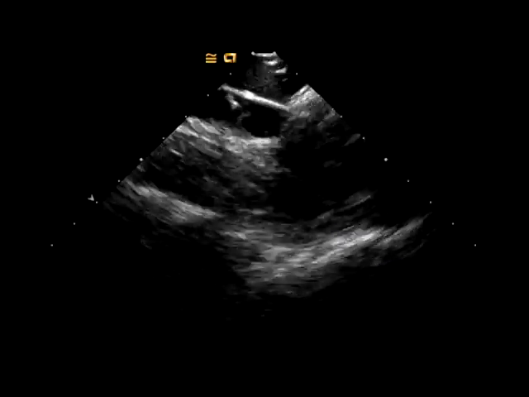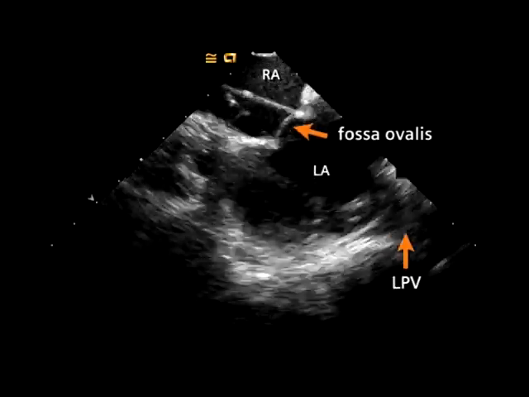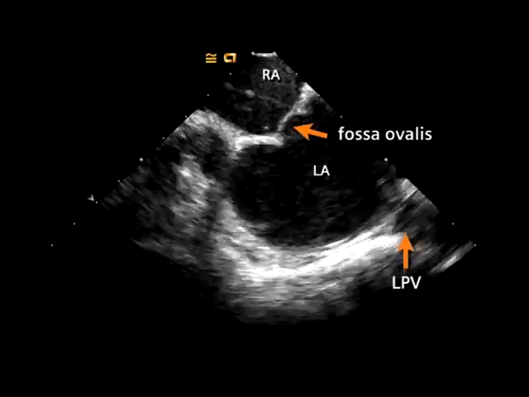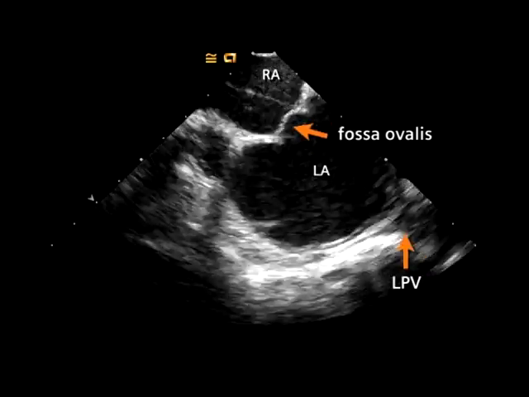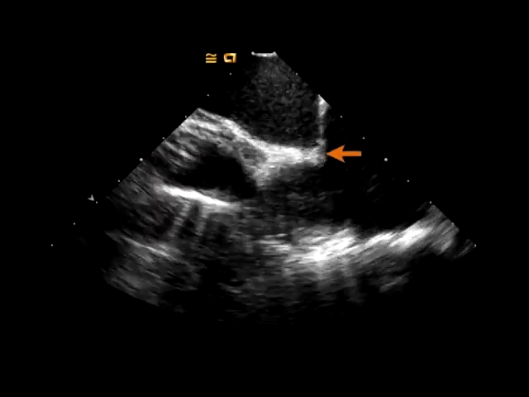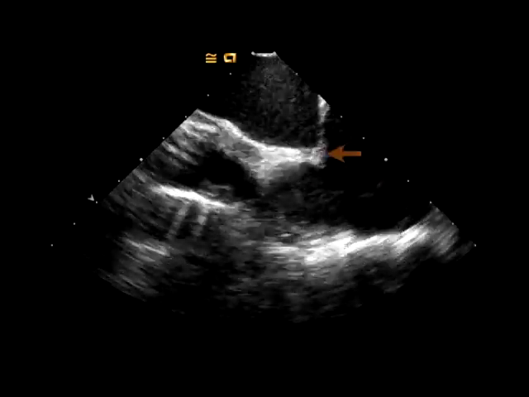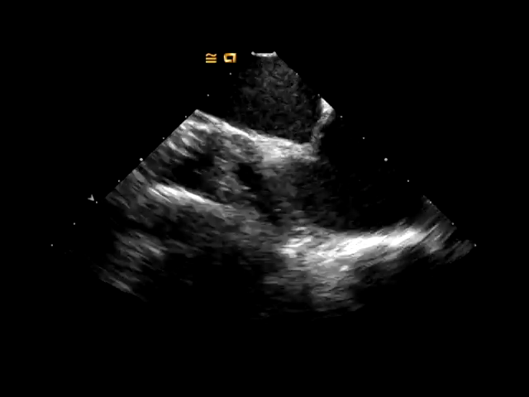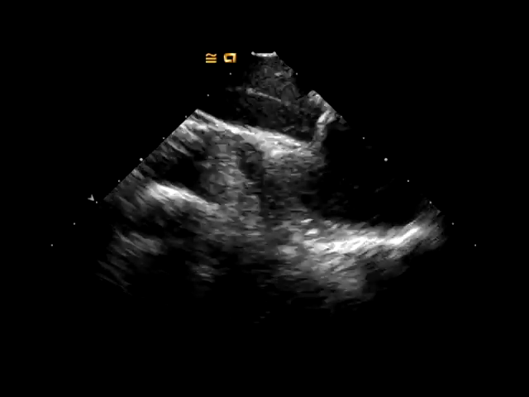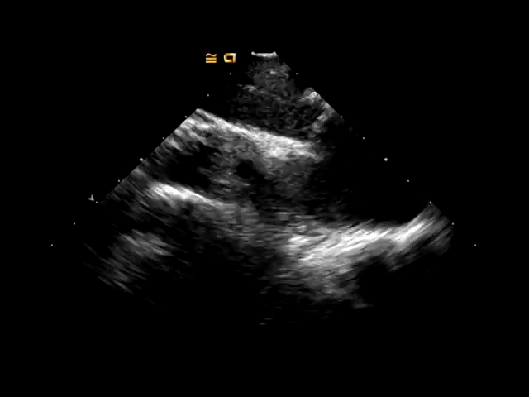The optimal position of the imaging plane for transeptal puncture shows both the vasovalis on one side of the imaging plane and the left pulmonary veins on the other side. Monitoring the ultrasound image and seeing the needle push and exert pressure against the vasovalis and tent this membrane, demonstrating that it is an adequate place to puncture the septal membrane.